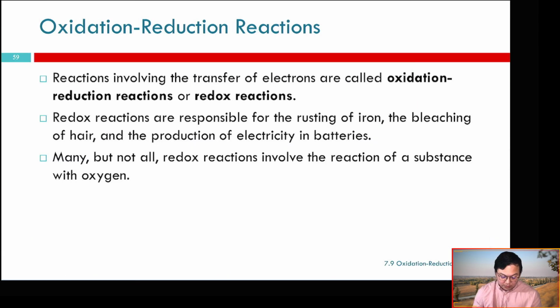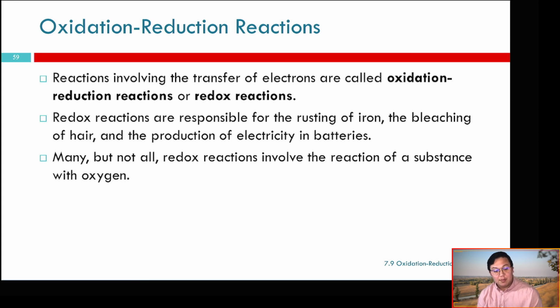This is oxidation reduction reactions. We'll talk more about these tomorrow because there is some other stuff that you do need to know about them. And these are reactions that involve the transfer of electrons. There's a way to remember it. It's on the next page. But we're transferring electrons. Redox reactions are responsible for things like rusting of iron, bleaching of hair, and the production of electricity, actually, in batteries. Transferring those electrons out into extra electrons, really, and using those electrons to power things.